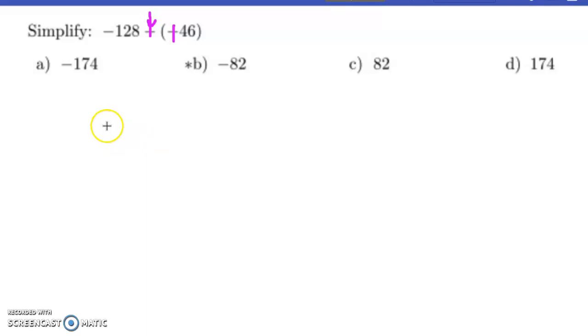So what I'm going to do is this. I'm going to start with a negative 128. And remember, Mrs. Van Dyke and I call those the bad guys. Then I have a positive 46. Well, those are good guys.